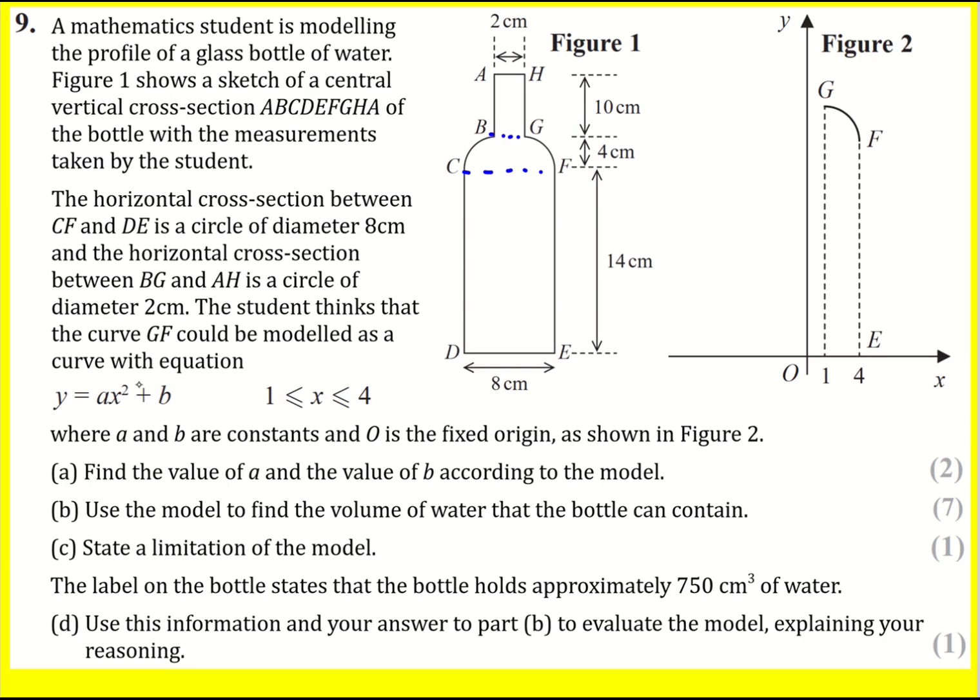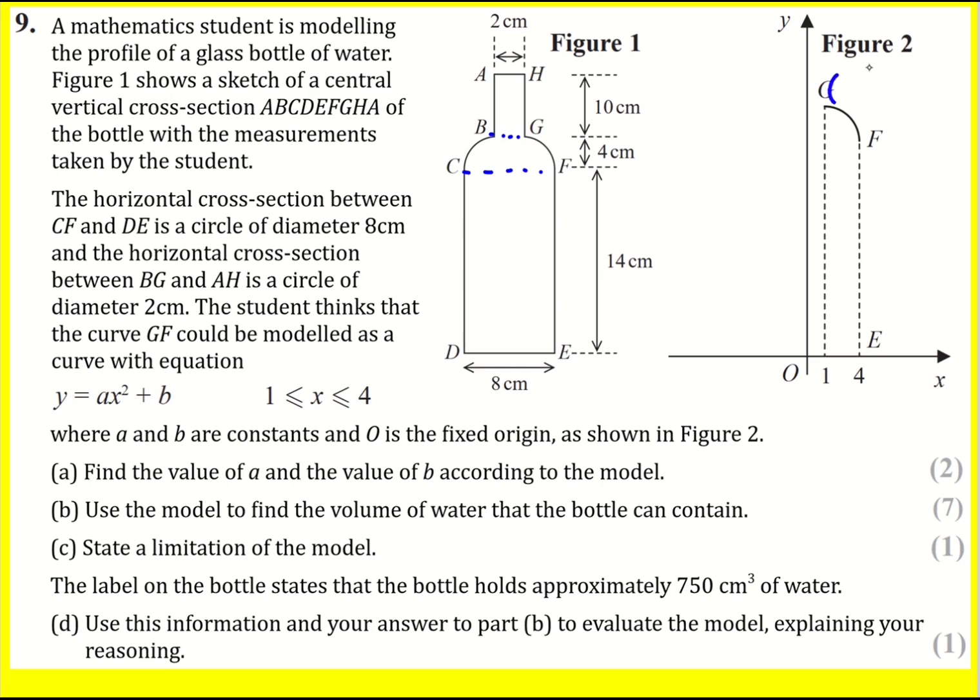So the student thinks we can use a quadratic. It's going to be a negative quadratic because it's not going like that, it's going the other way. So that's what I'm expecting A to be negative. And then we actually can work out the coordinates of G and F and hence sub them in to find A and B. So let's do that.